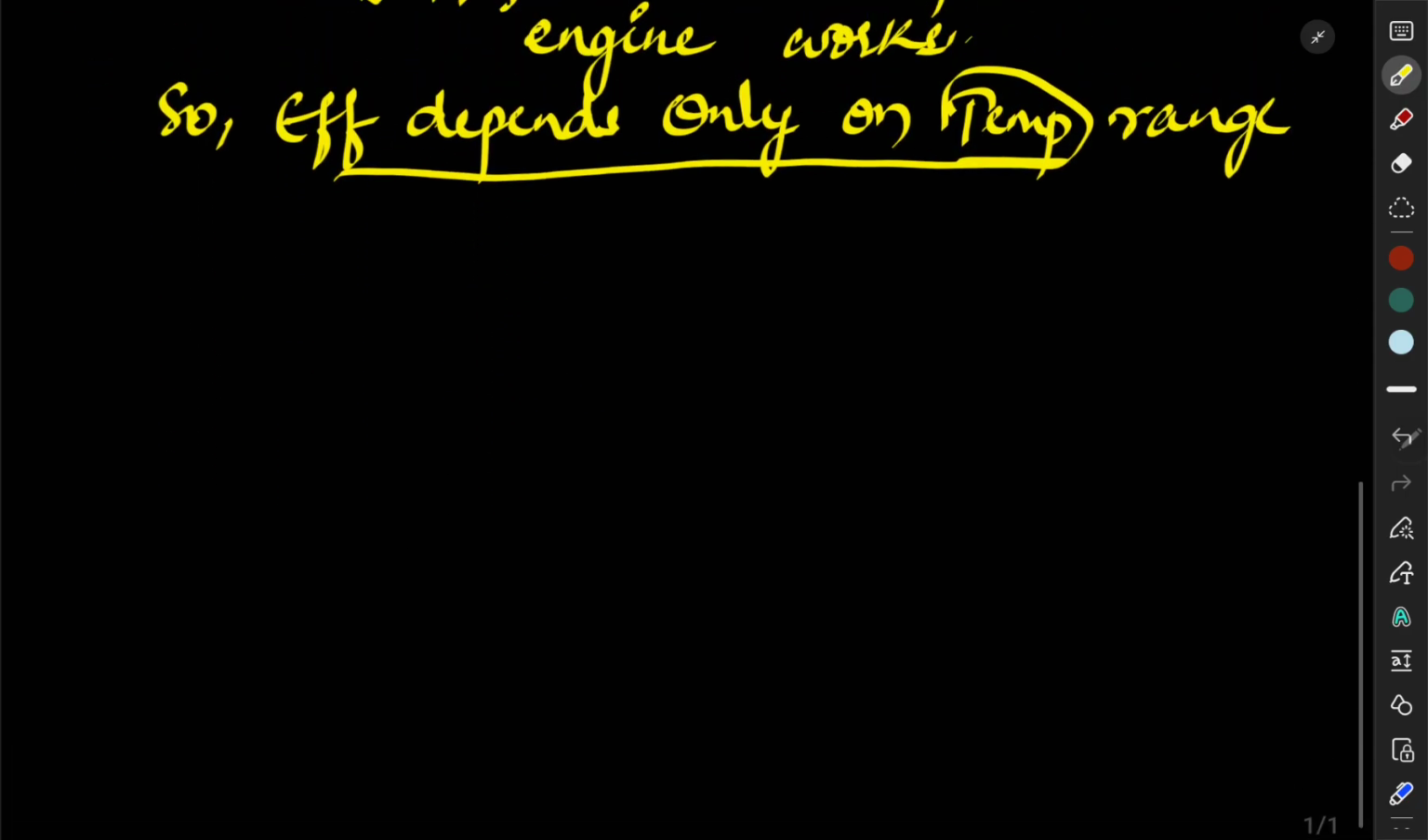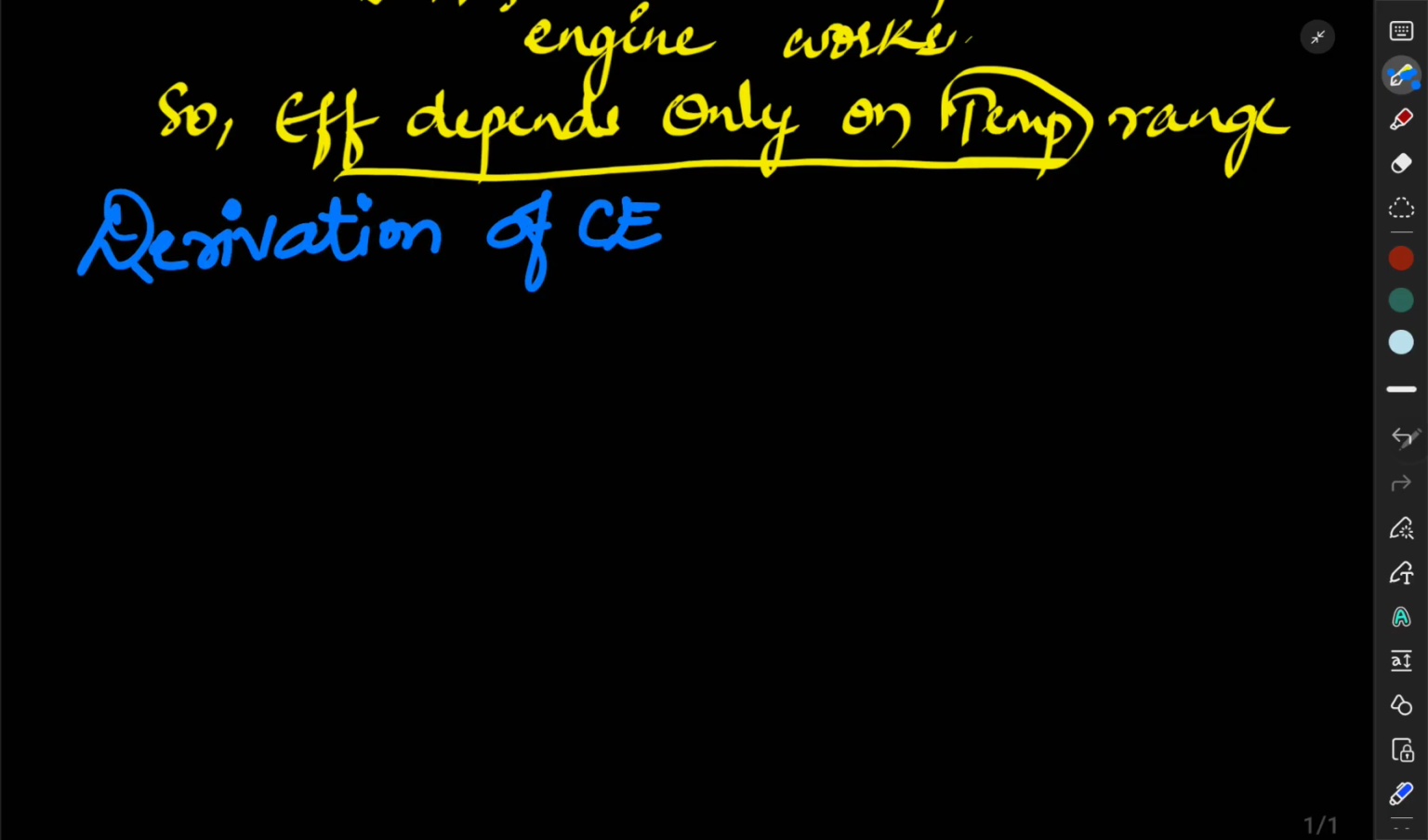Right? Now we'll see the derivation. Derivation of the Carnot engine. Now let us consider the graph: a Carnot cycle for a heat engine with an ideal gas as the working substance. So we are considering an indicator graph, that is, P on the y-axis and V on the x-axis.